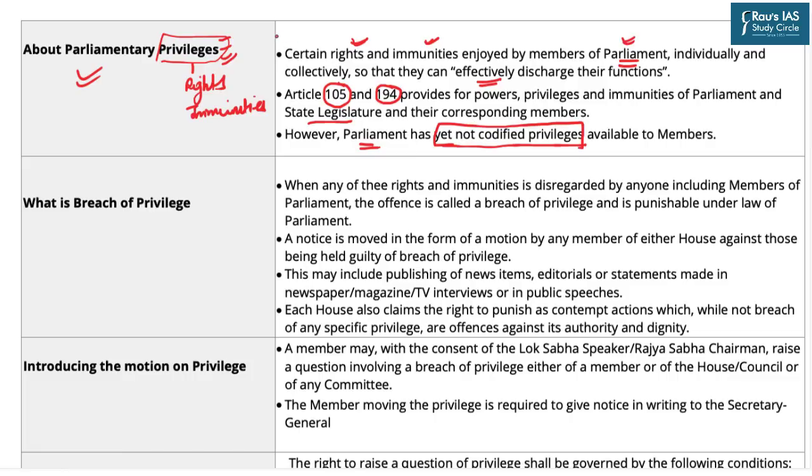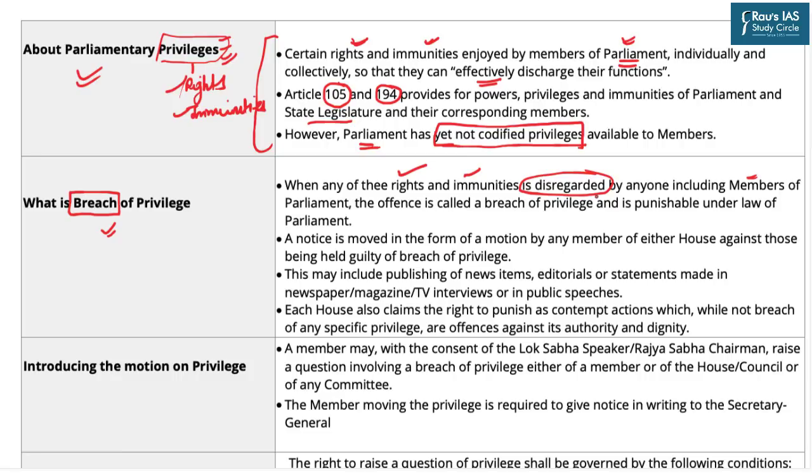So till now we have discussed what privileges are. These are rights and immunities which are enjoyed by the members of parliament. Now the question arises: what is a breach of privilege? A breach means that when any of the rights and immunities provided to the members of parliament is disregarded by anyone, including the members of the parliament, that offense is known as a breach of privilege.